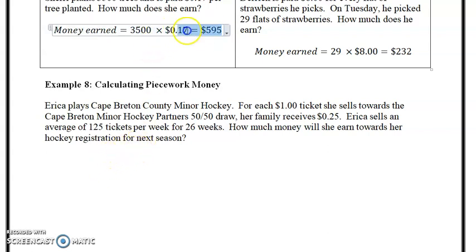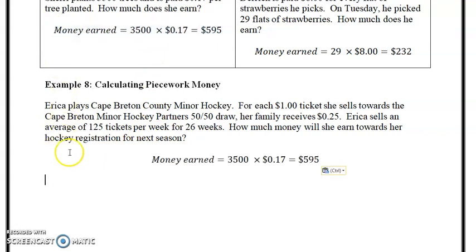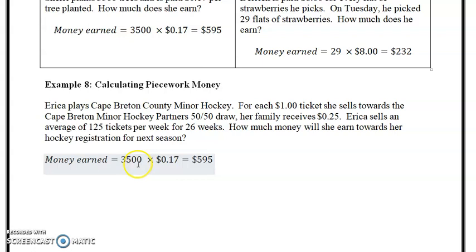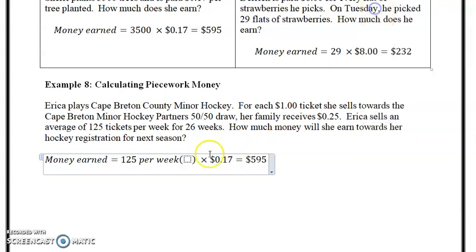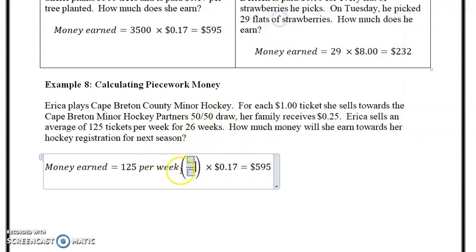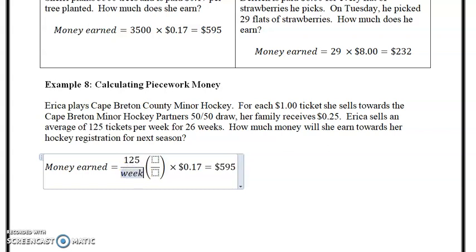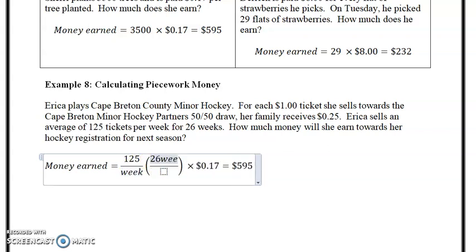So, money earned is going to equal the number of tickets sold. So we've got to figure out the number of tickets sold. If there's 125 tickets per week, right? And then we're going to multiply. This is a great question for chapter 1. So 2,500 tickets per week for 26 weeks, right? If that's per week, that would be shown as divided by, per week. And there's 26 weeks total. So that's what you'd be dividing there.